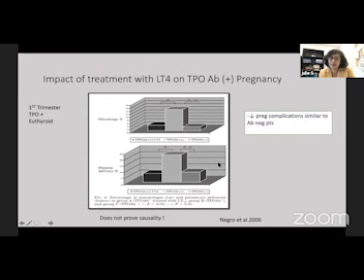What stood out in this study, however, was that most of the miscarriages were reported around 11 weeks of gestation, whereas the average time that these women were started on levothyroxine was about 8.5 weeks.